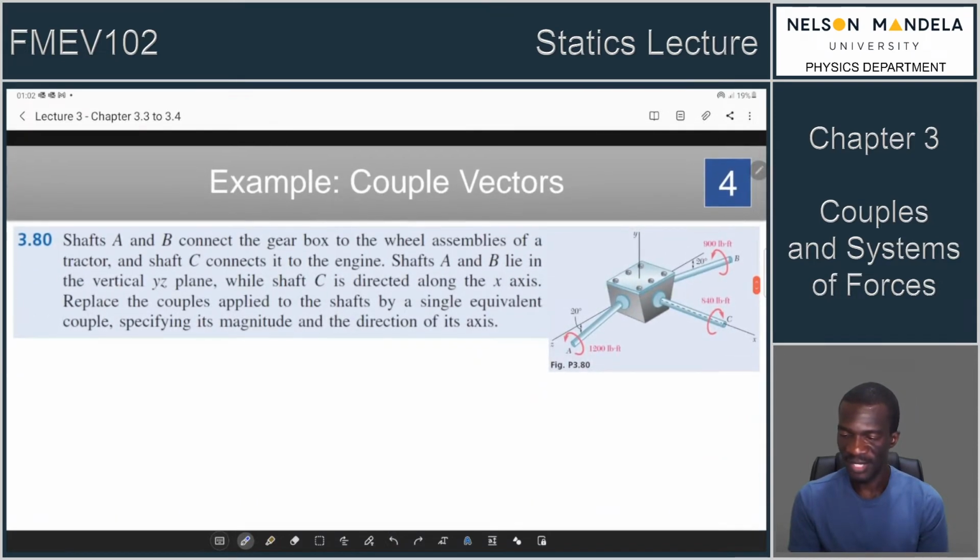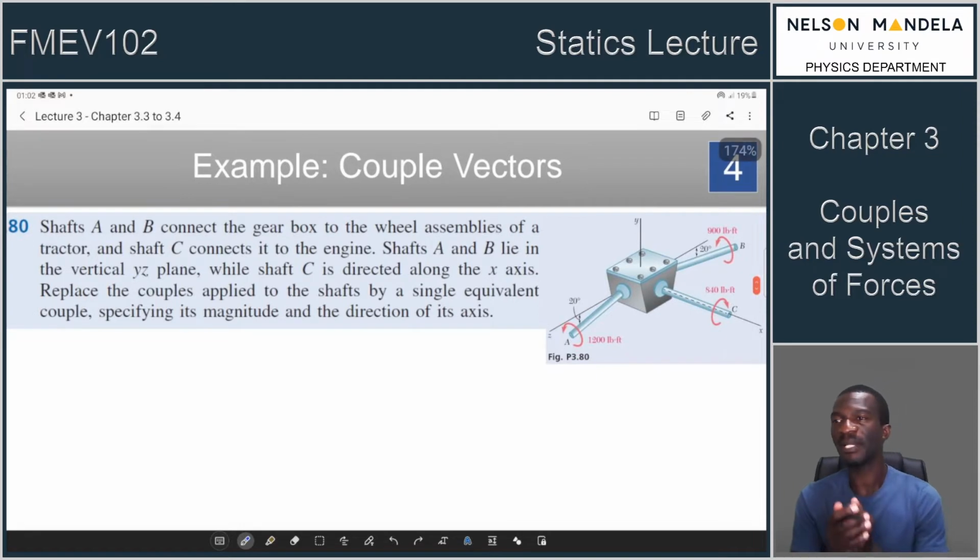Here we have an example on how to interpret couple vectors. We are given that shafts A and B connect the gearbox to the wheel assemblies of a tractor, and shaft C connects to the engine. Shafts A and B lie in the vertical YZ plane, while shaft C is directed along the x-axis. Replace the couples applied to the shafts by a single equivalent couple, specifying its magnitude and direction of its axis.